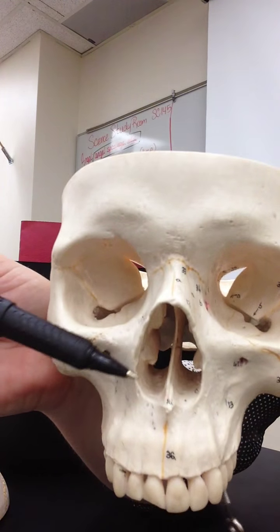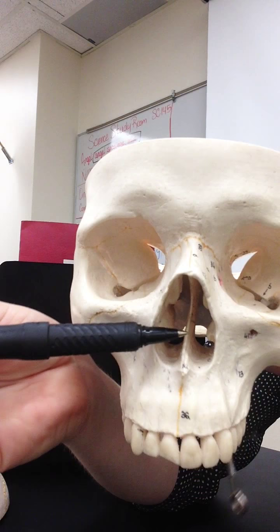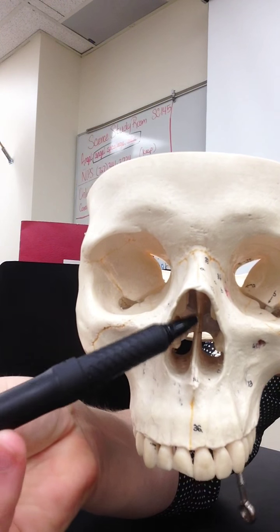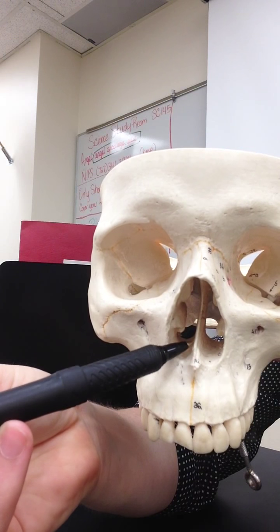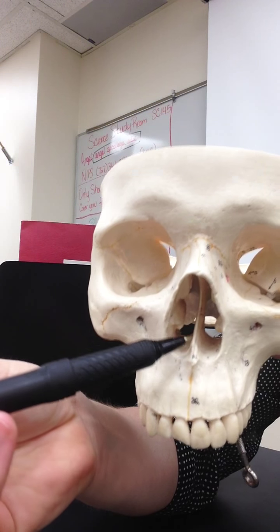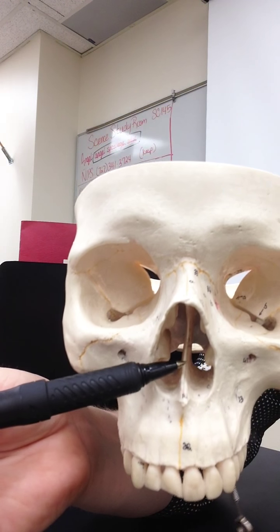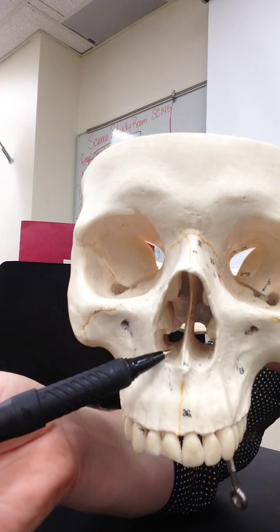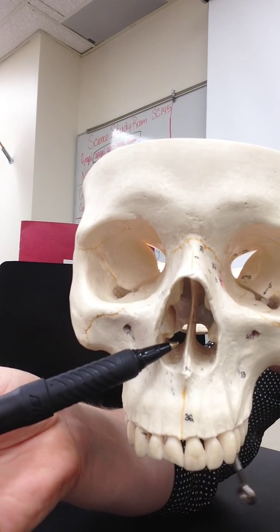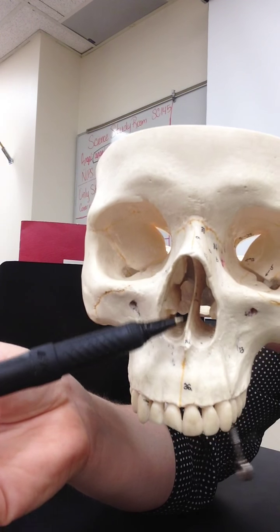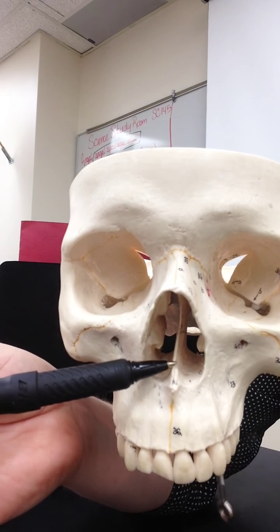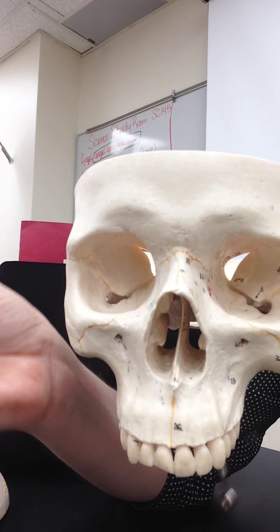The inferior portion, if you look in here, the bone that runs through the center of the nose providing the inferior portion of the nasal septum, is called your vomer. It's one of the two non-paired bones of the face. So the vomer is included in the facial bones, not the cranium.